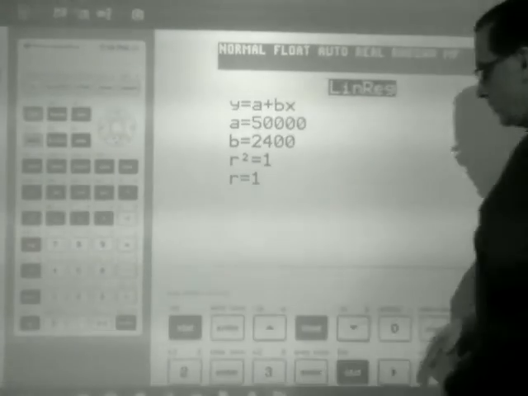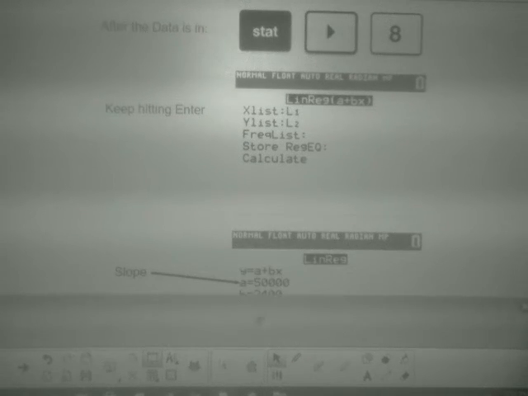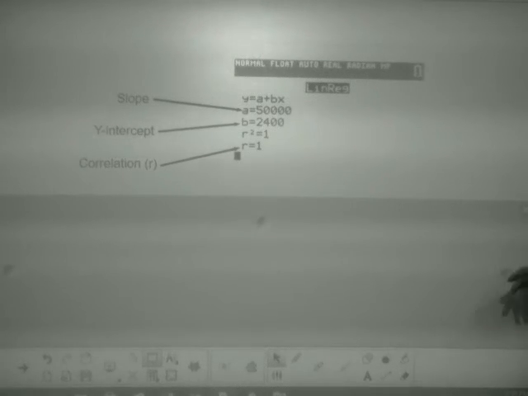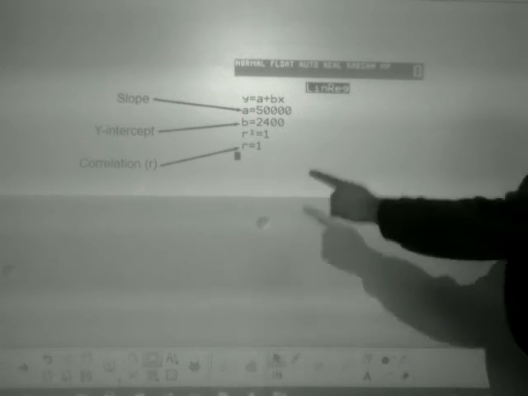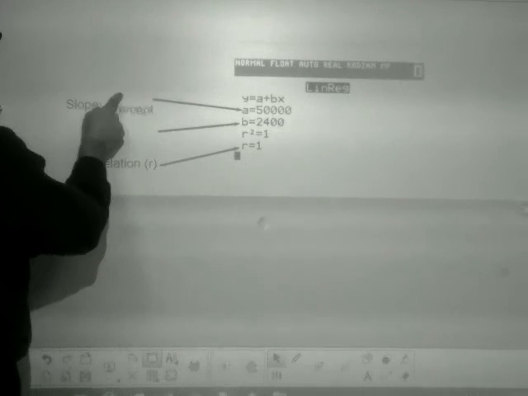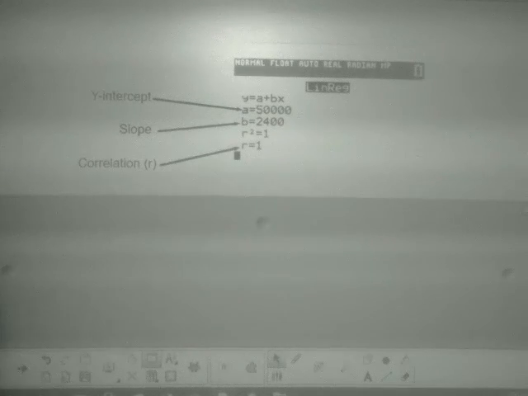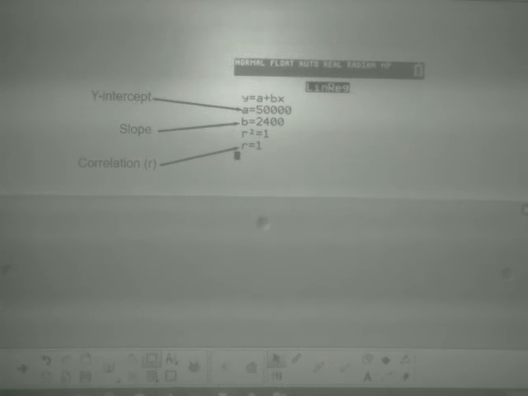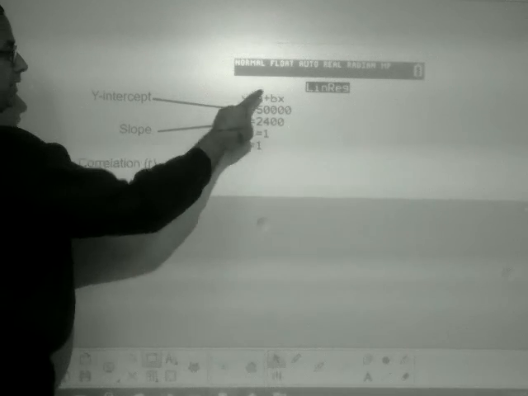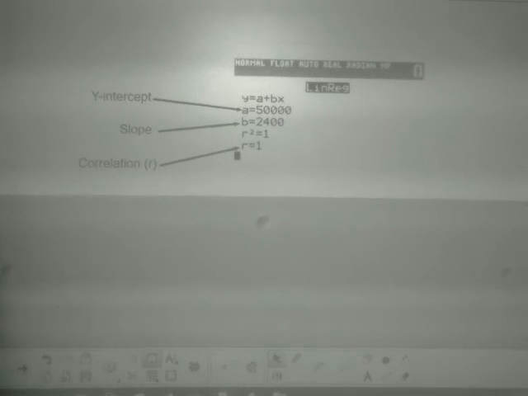Now, this answer that it gives us, let me just move this up, tells us some things. So here's the answer that came out onto my screen. The A is the y-intercept. The B is the slope. So, y equals a plus bx. The A off the calculator is the y-intercept. The B is the slope.